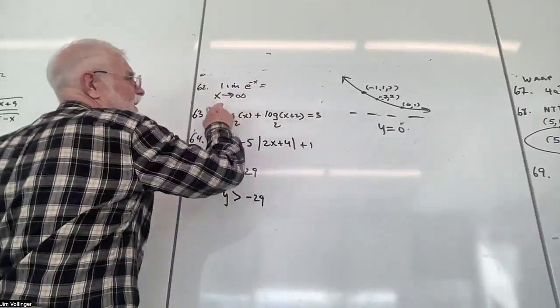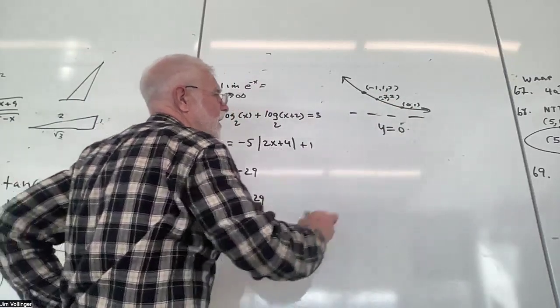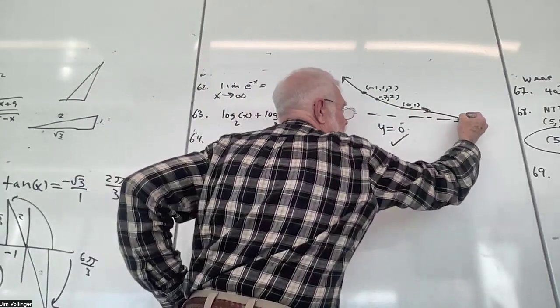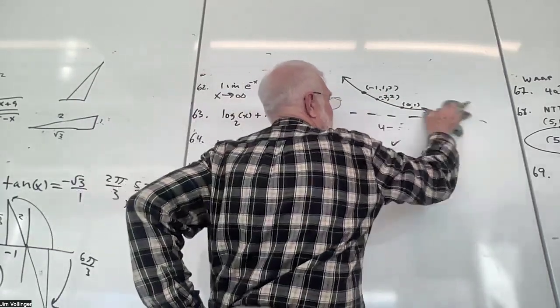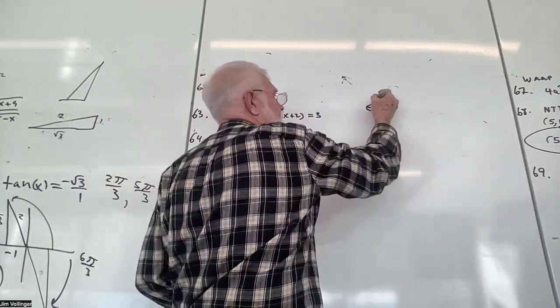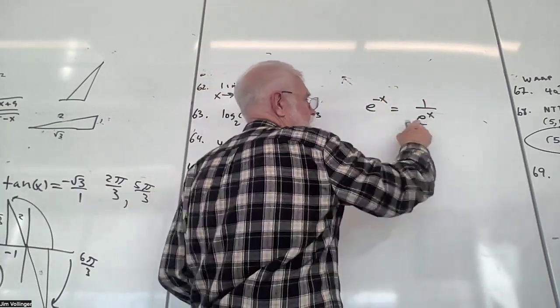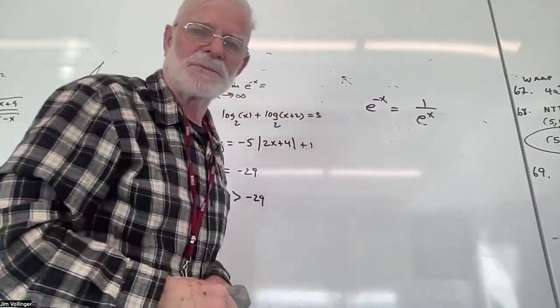So if I keep getting bigger and bigger x's, it sure looks like my y values are heading towards 0 over here, 0 over here, right? Closer and closer to 0 as x's get bigger and bigger. Remember, e to the minus x is the same thing as 1 over e to the x. And as this gets bigger and bigger and bigger, the fraction gets smaller and smaller and smaller.